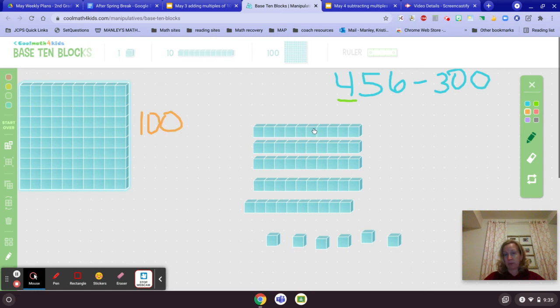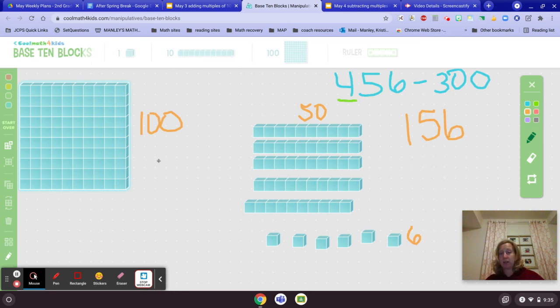Okay. Let's count our tens just to make sure. 10, 20, 30, 40, 50. So we got 50 here. We didn't change the tens apparently. And then let's count the ones. 1, 2, 3, 4, 5, 6. We didn't change them. So we have a 100, a 50, and a 6. So what did we have left? That's right, 156.